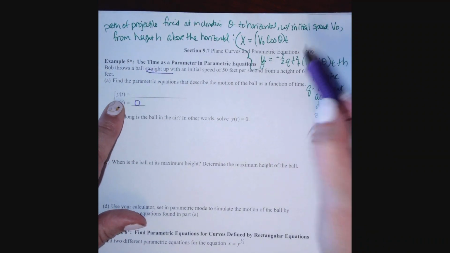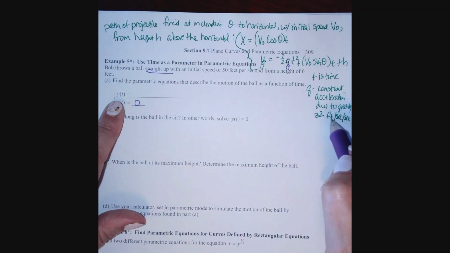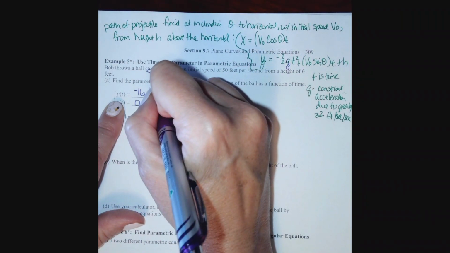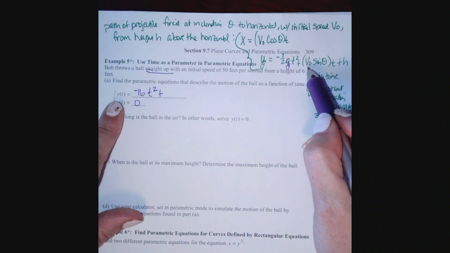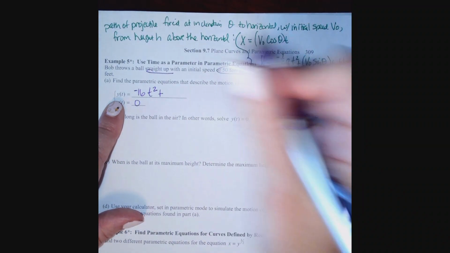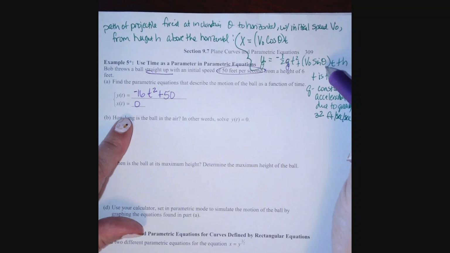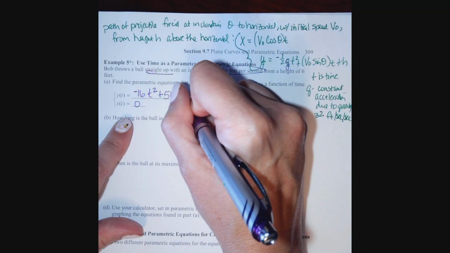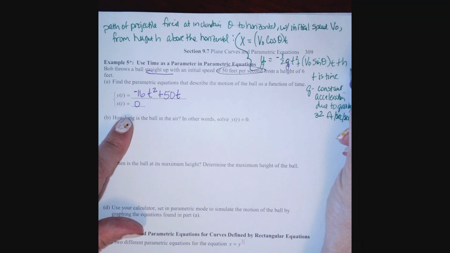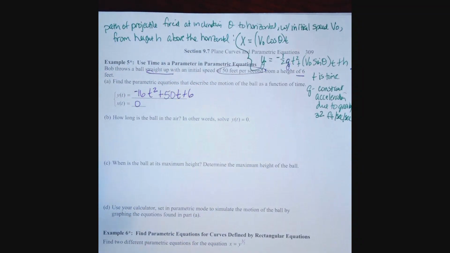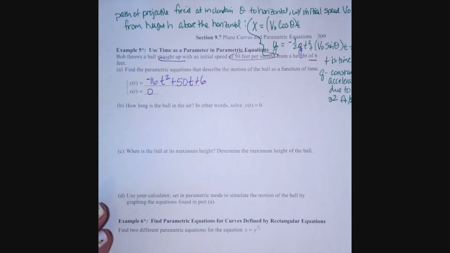Now y of t. G is my gravitational constant. That's just 32. So negative 1/2 times 32 is negative 16 t squared, plus my velocity, 50 feet per second. That's v sub 0. So 50 sine of theta, and sine at pi half is 1, right? So that's 50 times 1 times t, so just 50t. And then plus h, where h is that initial height above the horizontal, and he released it 6 feet up. So there's my system of parametric equations. How long is the ball in the air? When does it hit the ground?